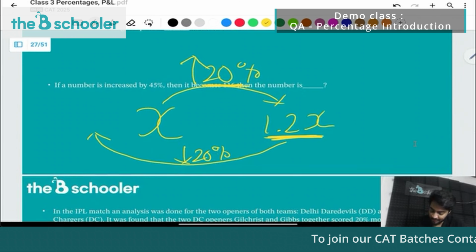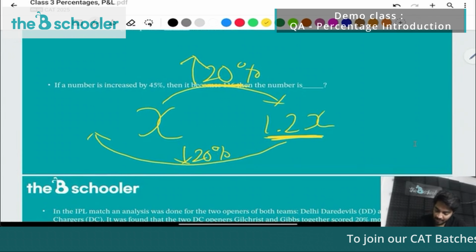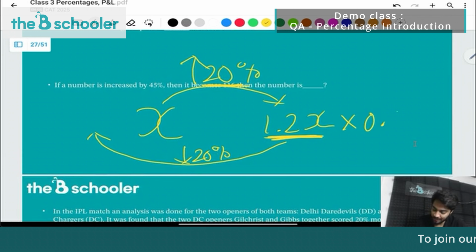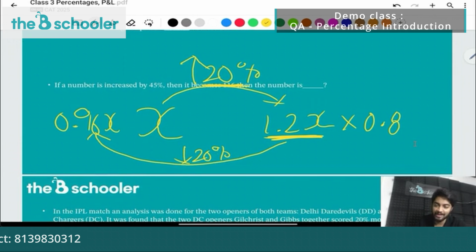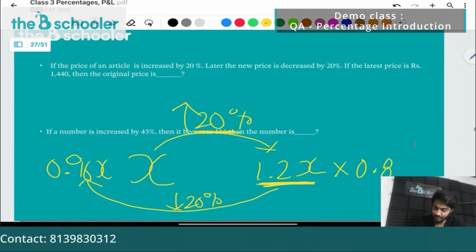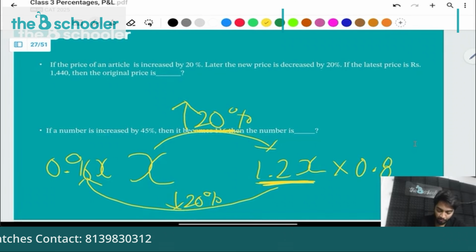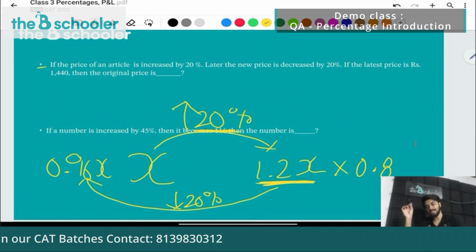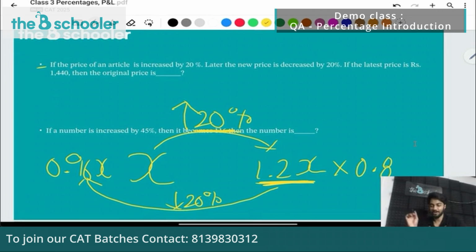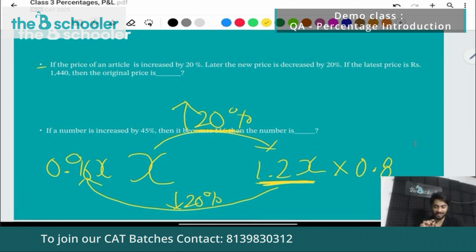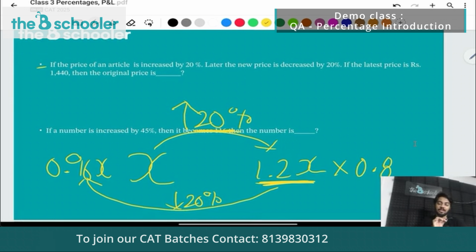So what I am saying is, when you reduce 1.2x by 20%, you are going to get 1.2x times 0.8, which is equal to 0.96x. So you didn't come back to x, you went to a value that is less than x, which is 0.96x. Is that clear? This is a concept I want to prove using this question. If you increase and decrease by the same percentage, you don't come back to the same initial number. You come back to a number less than the initial number.